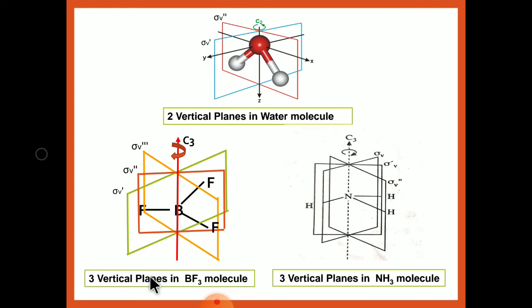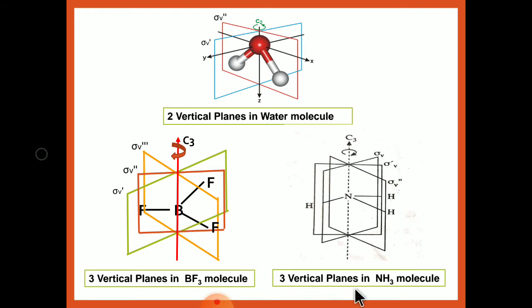Similarly, three vertical planes are also present in the BF3 molecule. Here sigma V dash, sigma V double dash and sigma V triple dash vertical planes are shown in the BF3 molecule. In the BF3 molecule, C3 is the principal axis. The BF3 molecule lies on the same plane, that means 3 fluorine atoms and 1 boron atom lie on a plane. Therefore, three vertical planes bisect the molecule into two equal halves. Therefore, 3 vertical planes are present in the BF3 molecule.